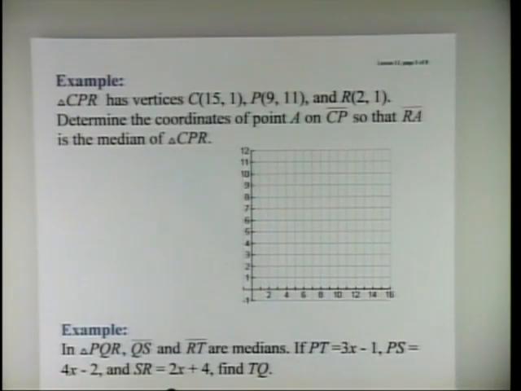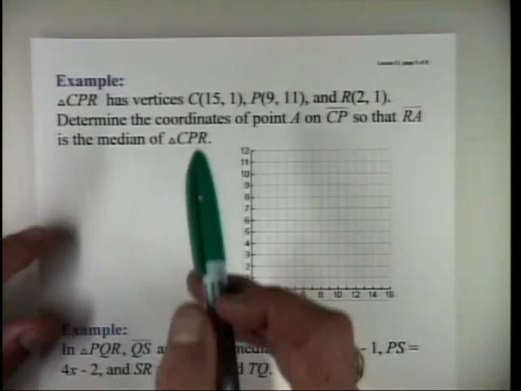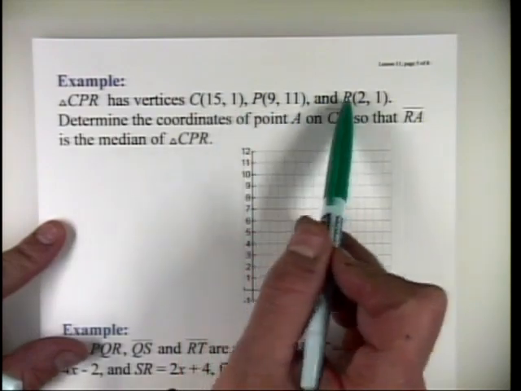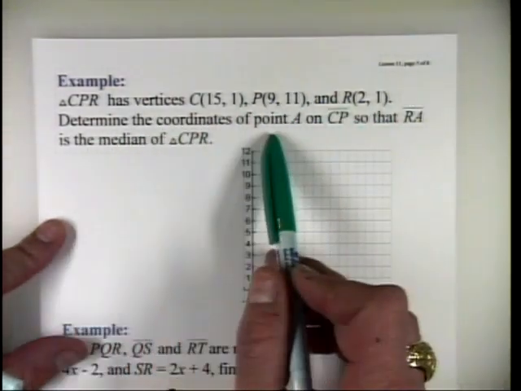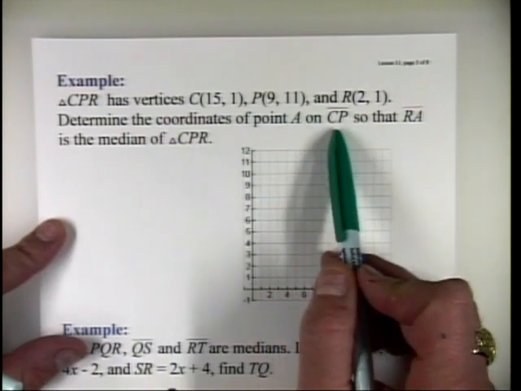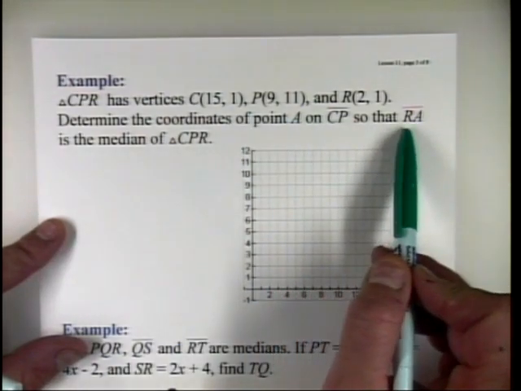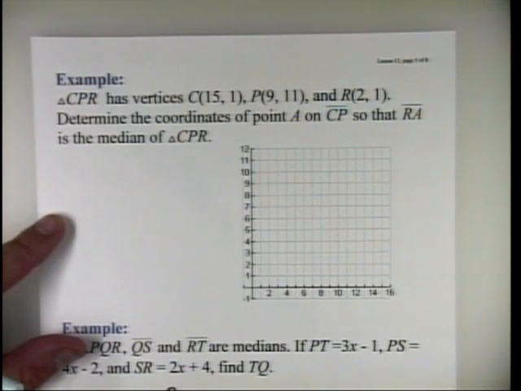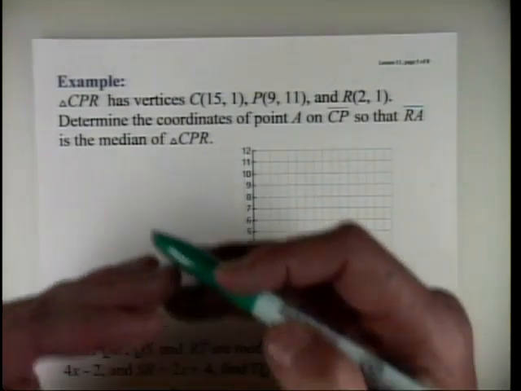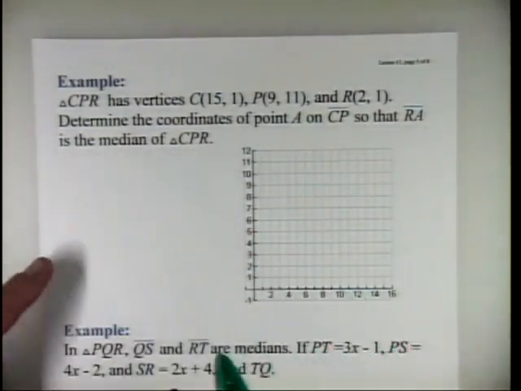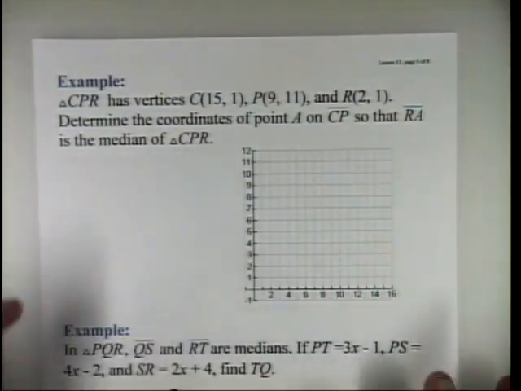Okay, another example. We got triangle CPR, and it has vertices at these points right here, (15, 1), (9, 11), and (2, 1). Determine the coordinates of point A on segment CP so that segment RA is the median of triangle CPR. What does all that mean? That's a mouthful, okay? Well, what we need to do when we have a word problem is read carefully. Drawing a picture and labeling can help us really sort out the information.